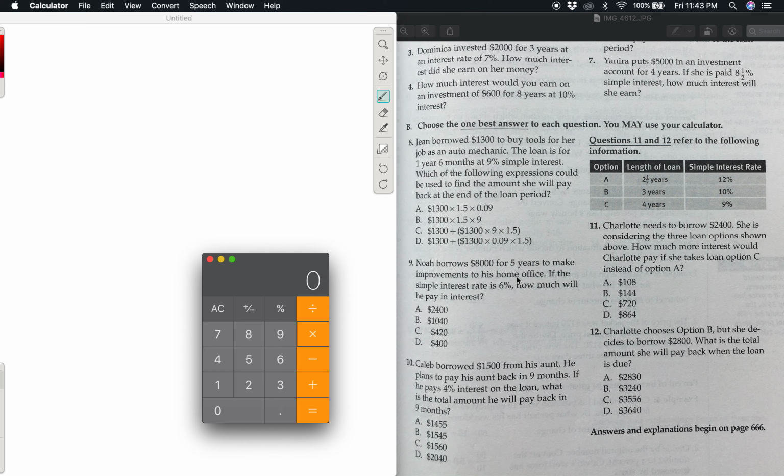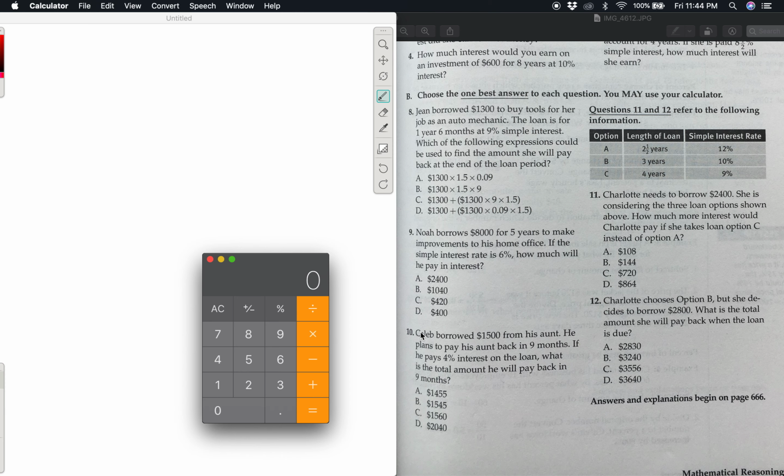Okay, moving on. Noah borrows $8,000 for 5 years to make improvements to his home office. If the simple interest rate is 6%, how much will he pay in interest? So 8,000 times 6%, 0.06, times 5 equals 2,400. So A is your answer here as well. The interest will be 2,400.